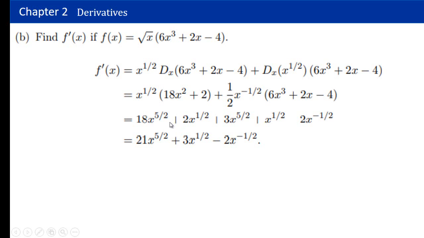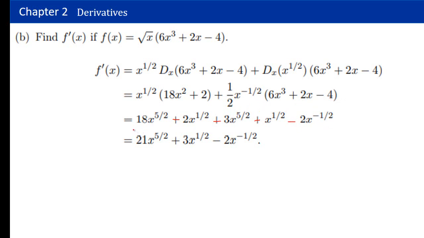And then this one is plus 2 raised to the power of times x raised to the power of 1/2, and then this one is plus, we multiply, that is 6 times 1/2 is 3, then 3 times negative 1/2 or 3 plus negative 1/2, that is 5/2, and this one is plus 2 times 1/2 is 1, then x times negative 1/2 is 1/2, and then minus 4 times 1/2 is 2, and then x to the power of negative 1/2.